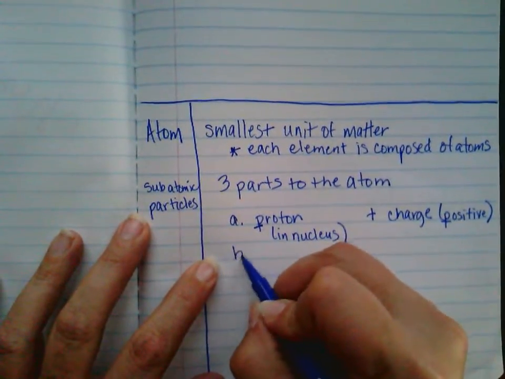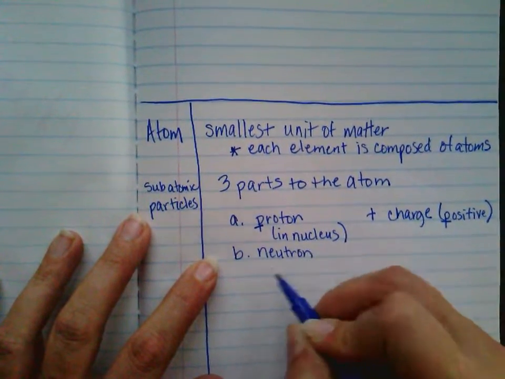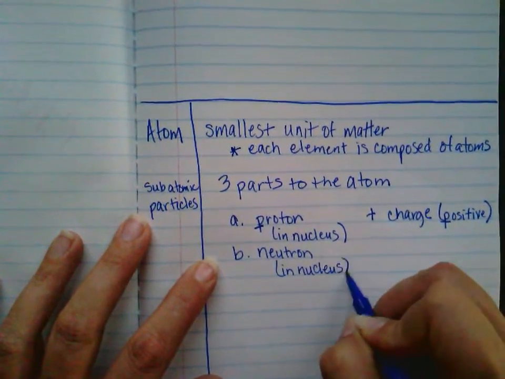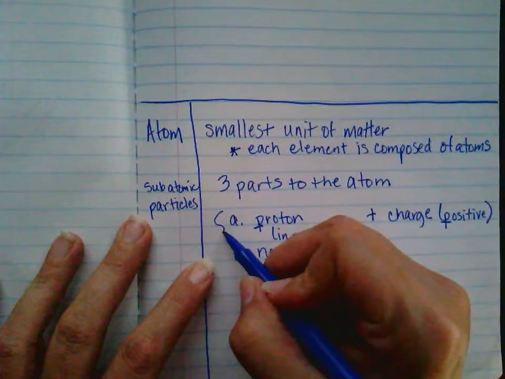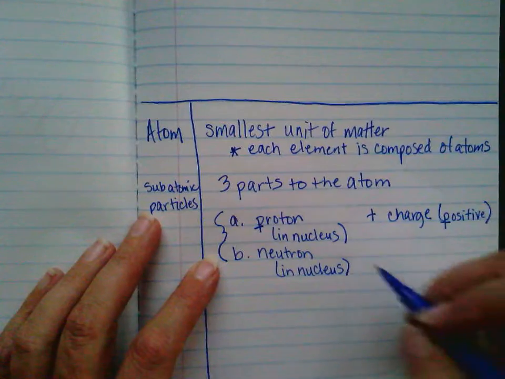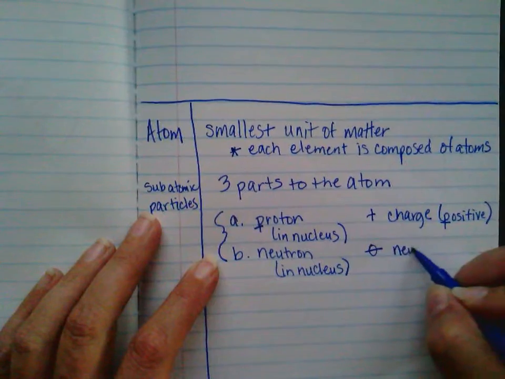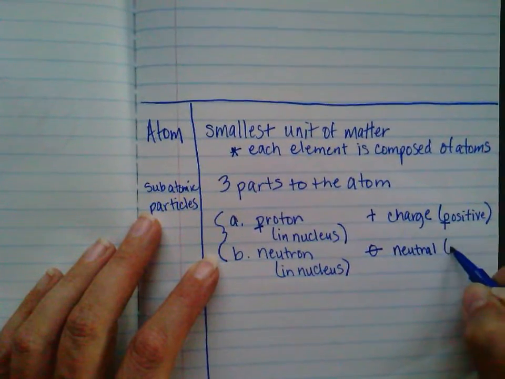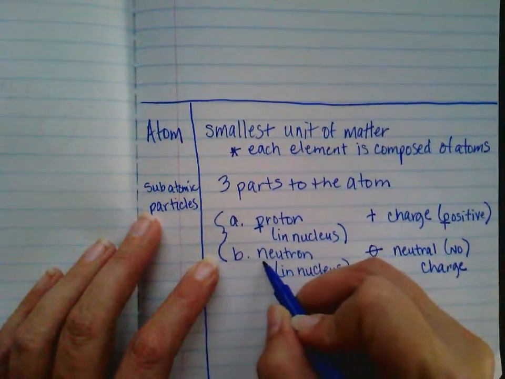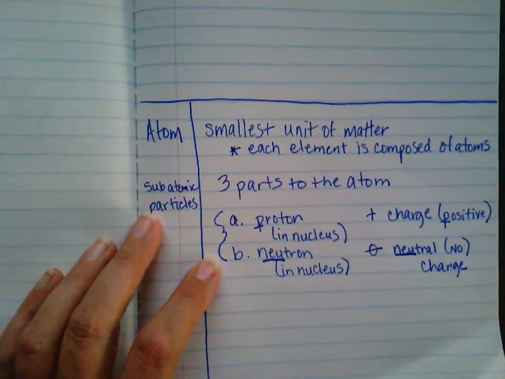Your next part is called the neutron. All right, the neutron is found in the nucleus as well. All right, so both of these are found in the nucleus together. Now, neutrons don't have a charge, so they are neutral, or no charge. Okay, NEU for neutral, NEU for neutron. That's how we remember that.